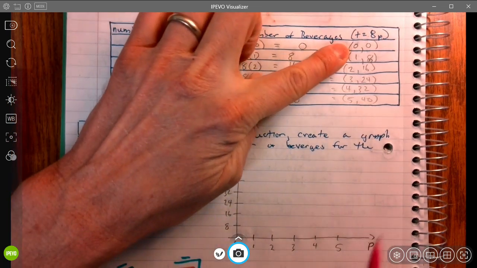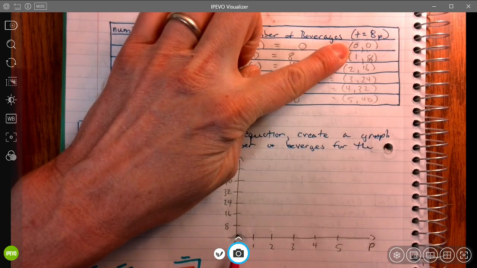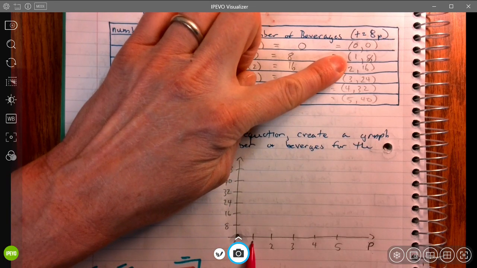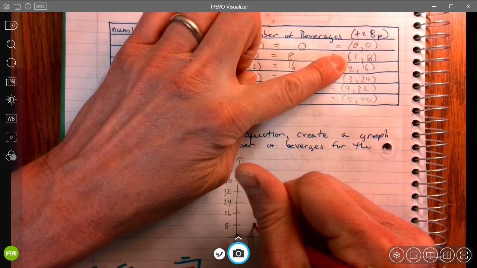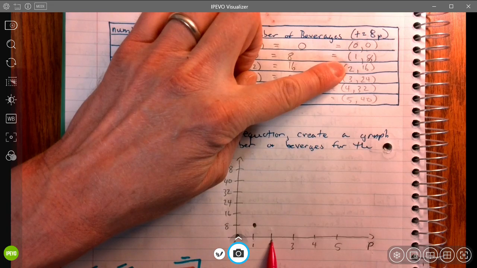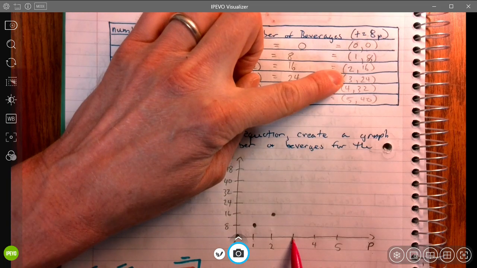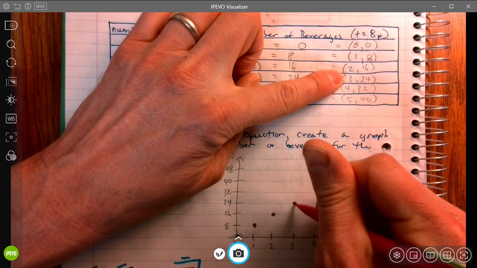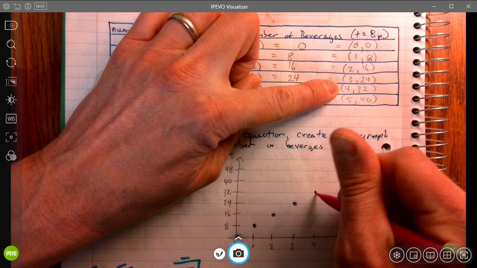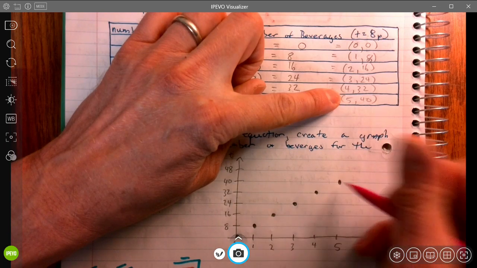So if Zin buys 0 packages, he has 0 beverages. So I put a point right here at the point 0, 0. If Zin buys 1 package, he has 8 beverages. The point 1, 8. If he buys 2 packages, he has 16 beverages. If he buys 3 packages, he has 24 beverages. If he buys 4 packages, he has 32 beverages. And if he has 5 packages, he has 40 beverages.